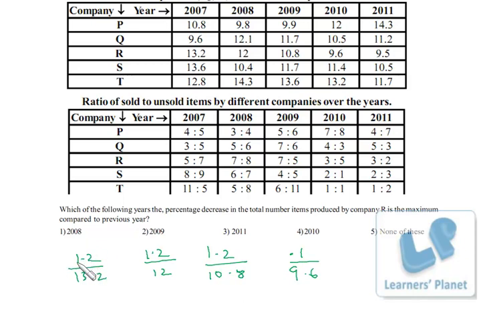So we have to find out the biggest data. That's very small, that's 1 by 9, that's 1 by 10, that's 1 by 11. So decrease is maximum in the year 2008, that's 1 by 11. I hope you are clear.